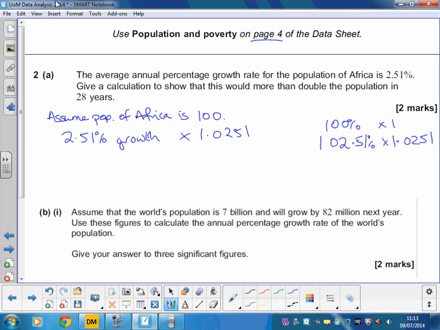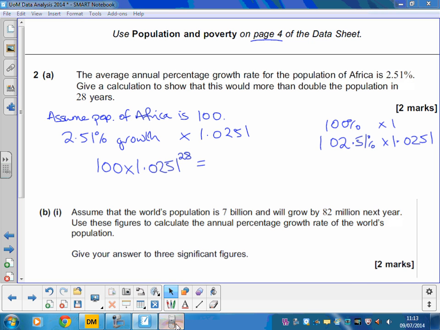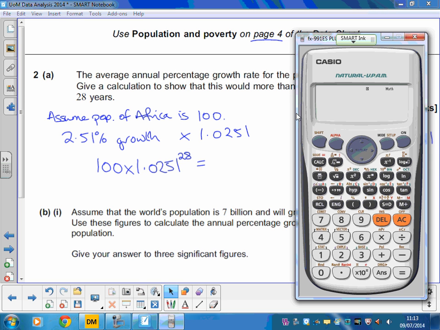So let's see what happens. We're going to do it times 1.0251, 28 for 28 years, so 28 times. So we're going to do 100 times 1.0251, 28 times. So let's put that into our calculator. The short way of doing it 28 times is to say to the power of 28. So 100 times 1.0251 to the power of 28.